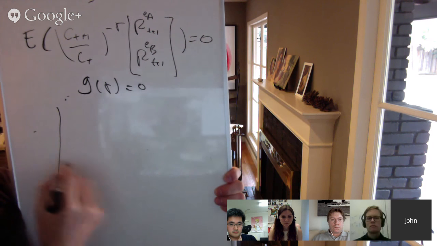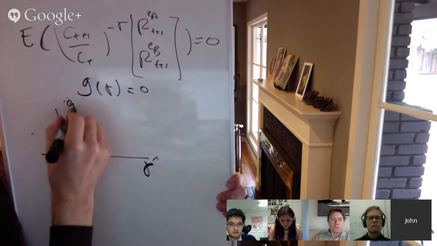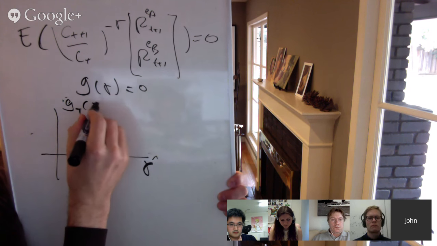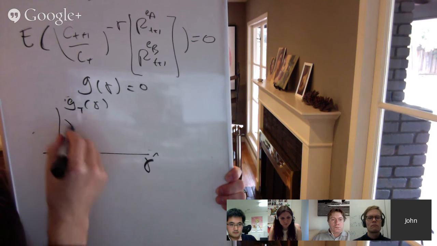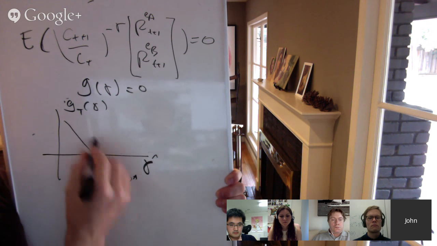In your problem set on GMM, we had, as a function of gamma hat, I had you do g_T of gamma, and what you saw is that for, I called this, it was different, it was RA or RB.